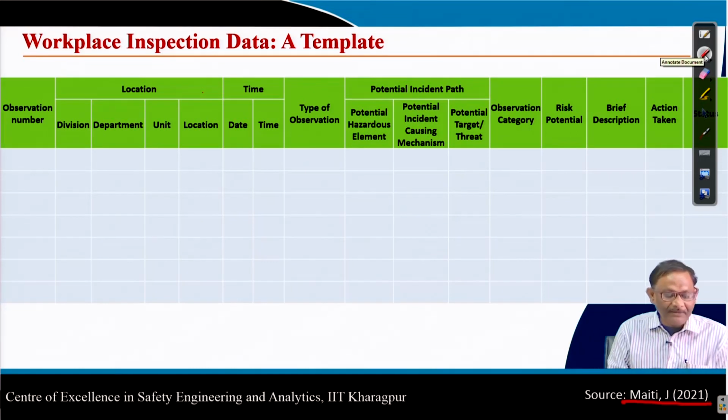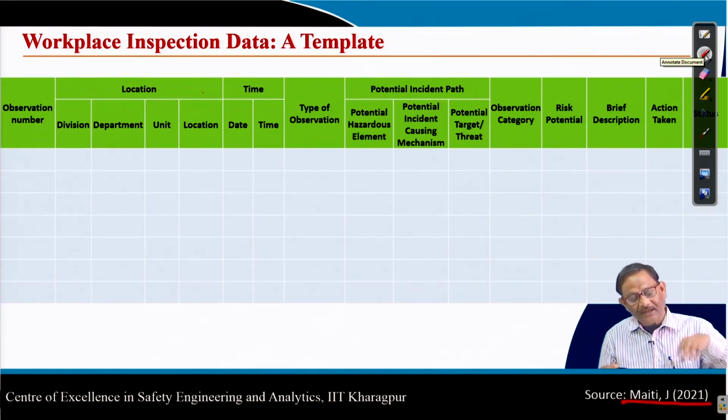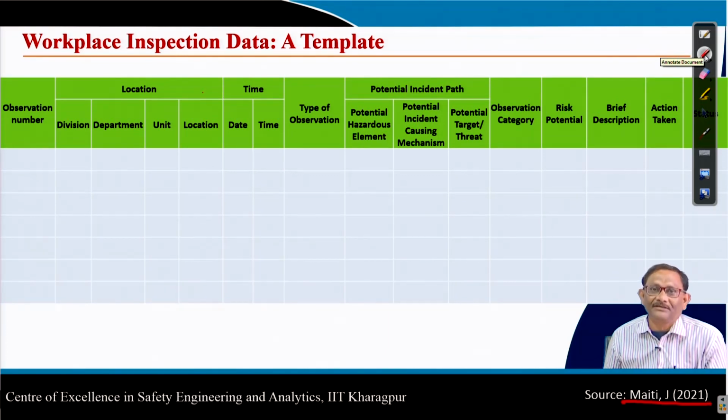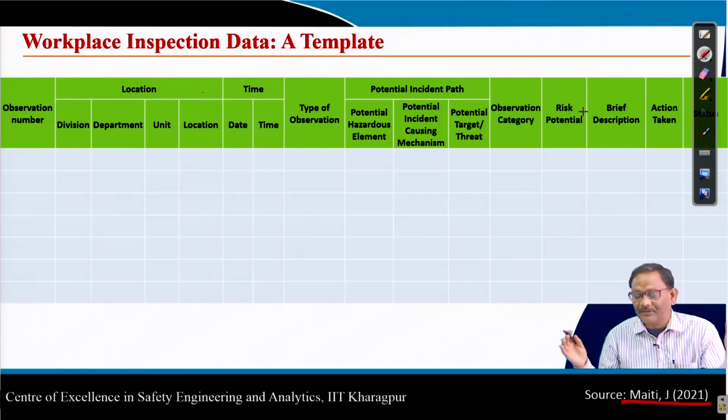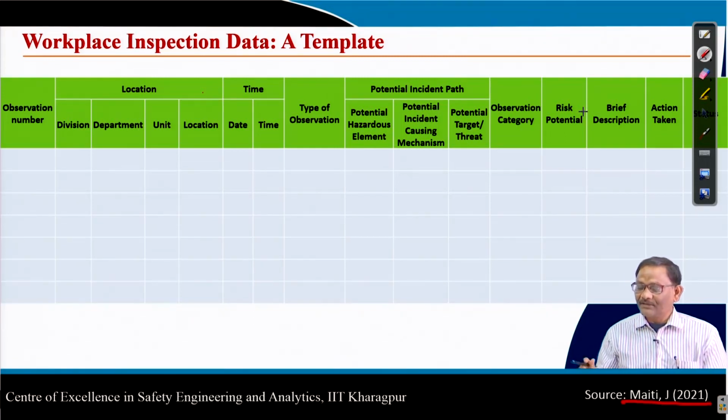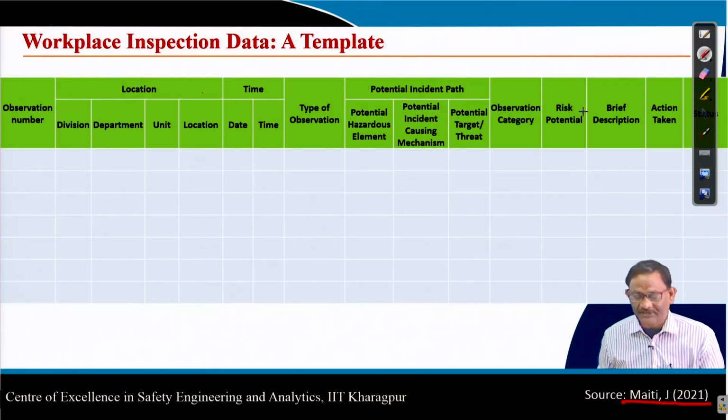Now if you see the table, I have put here the same thing that was in the previous slide, but here it is in Excel format, or I can say two-dimensional array format. By structured data we mean a two-dimensional array, and please understand the brief description is not a part of the structured data, even if it is within the two-dimensional array.